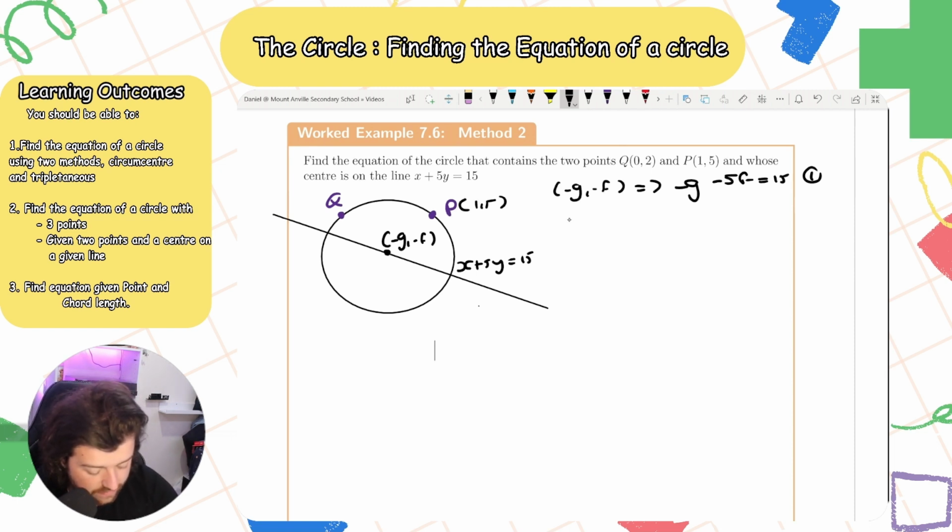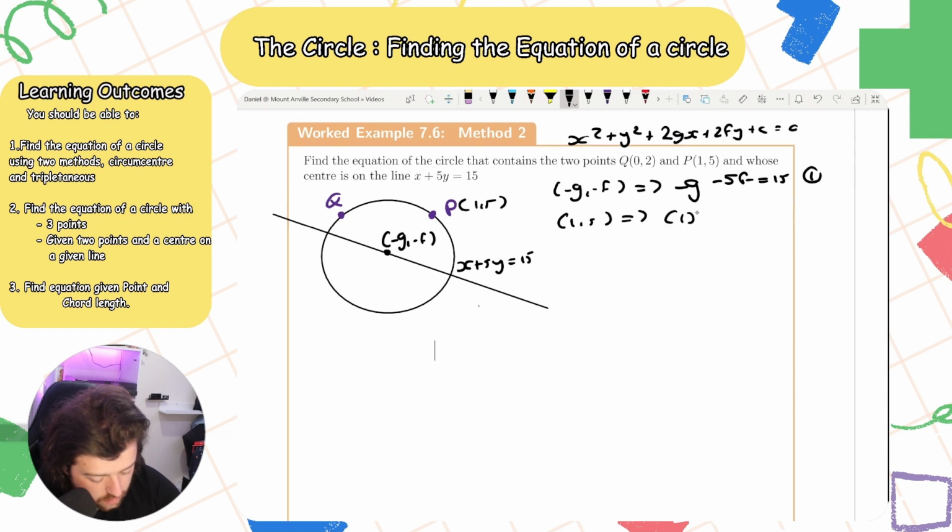My next one here, so 1, 5, let's try that. Sub it into my equation of a circle, so x squared plus y squared plus 2gx plus 2fy plus c is equal to 0, which is 1 squared plus 5 squared plus 2g times 1 plus 2f times 5 plus c equals 0.